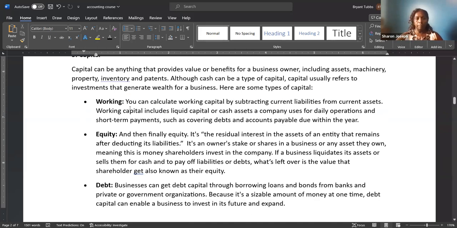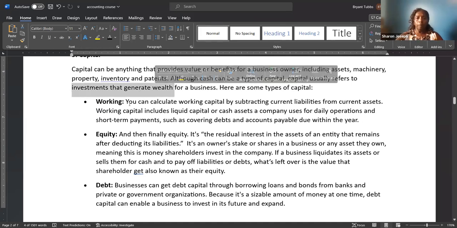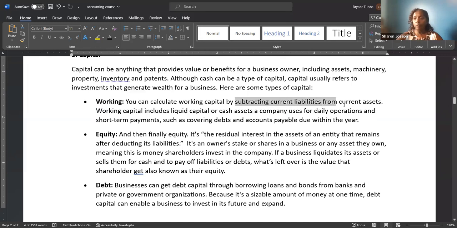So here are different types of capital. You have working capital. Again, let's go back to the definition. It's an investment that you're making that's generating wealth. Working capital is usually calculated by subtracting all of your current liabilities from your current assets. So it's basically what is liquid, what the business has that's liquid cash to be used to generate your operations, to run your business, to generate wealth for the business. And it's usually something that's within 1 year. So it's a current item.